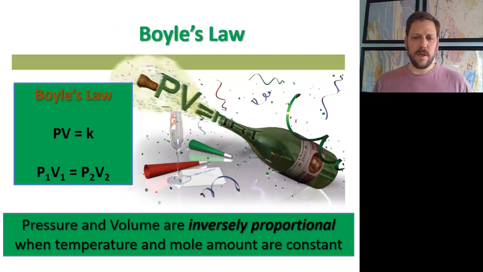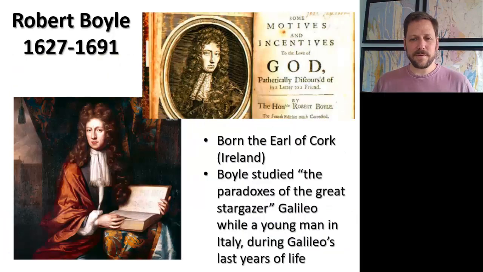Another more useful way of writing Boyle's law is P1V1 equals P2V2, where 1 and 2 refer to initial and final conditions. Essentially, this is saying that pressure and volume are inversely proportional. As long as the temperature and the number of moles are constant, then the higher the pressure, the lower the volume of the gas. And that should make sense. Boyle's law is spelled B-O-Y-L-E, not B-O-I-L, and it's named after the Earl of Cork, Robert Boyle, who is credited with developing this mathematical relationship.